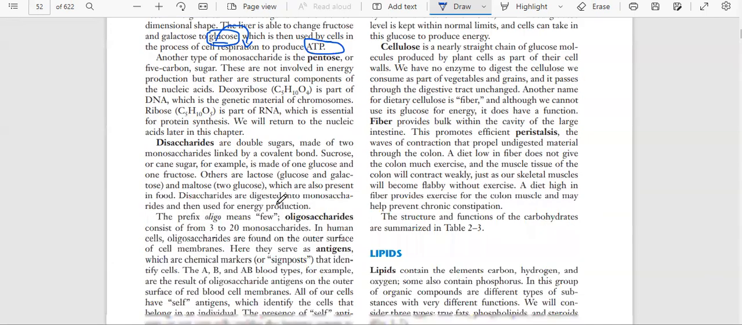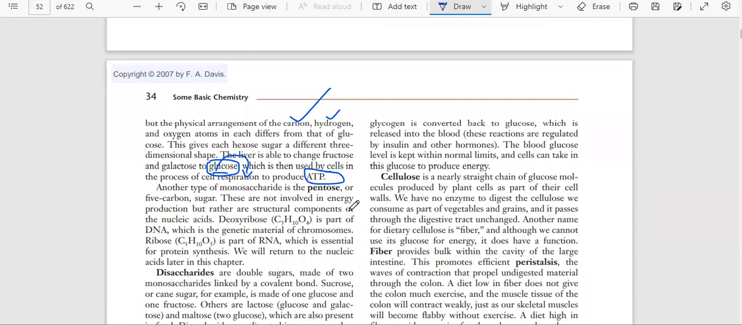Then the second type we have is pentose, which means a 5 carbon sugar.